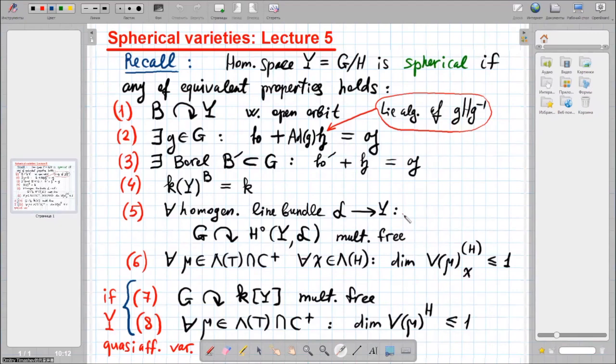And the conditions 7 and 8 are reformulations of particular cases of the conditions 5 and 6 respectively, in the quasi-affine case, in which it suffices to consider only the trivial line bundle over Y, whose space of sections is just the algebra of regular functions over Y. So this is the definition which I recalled for you.